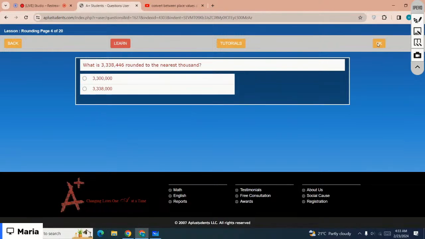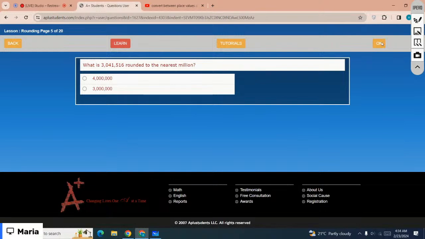Okay, the next one is what is 3,388,446 rounded to the nearest 100? So which is the correct option? Sorry, nearest 1000. So 8 is at the thousands position, right? And on the right hand side of the 8, you have 4 and 4 is less than 5. That means you need to round to the same 1000. The correct option is 1 or 2. Yes, option number 2 is the correct option. Very good.